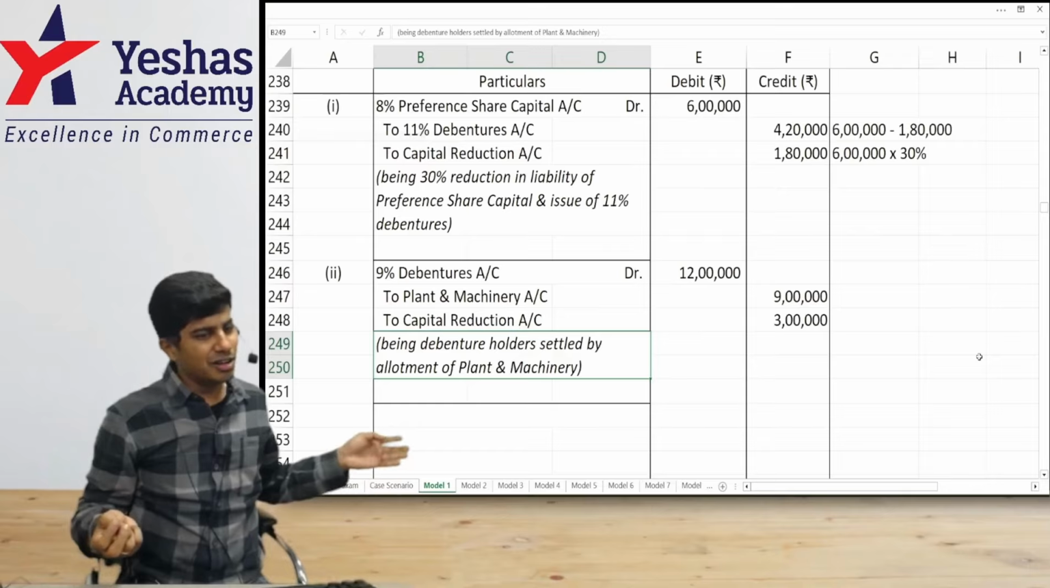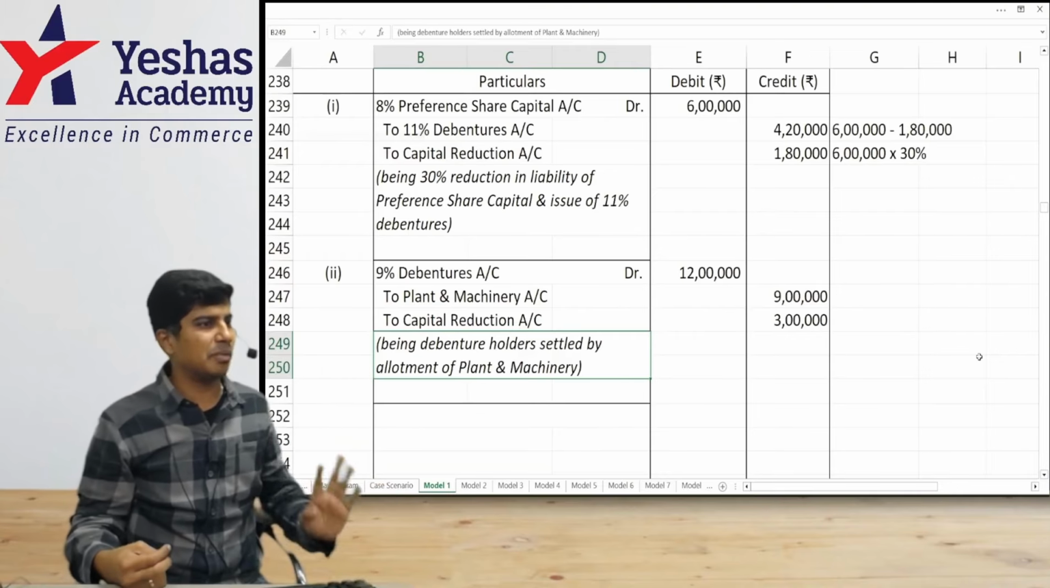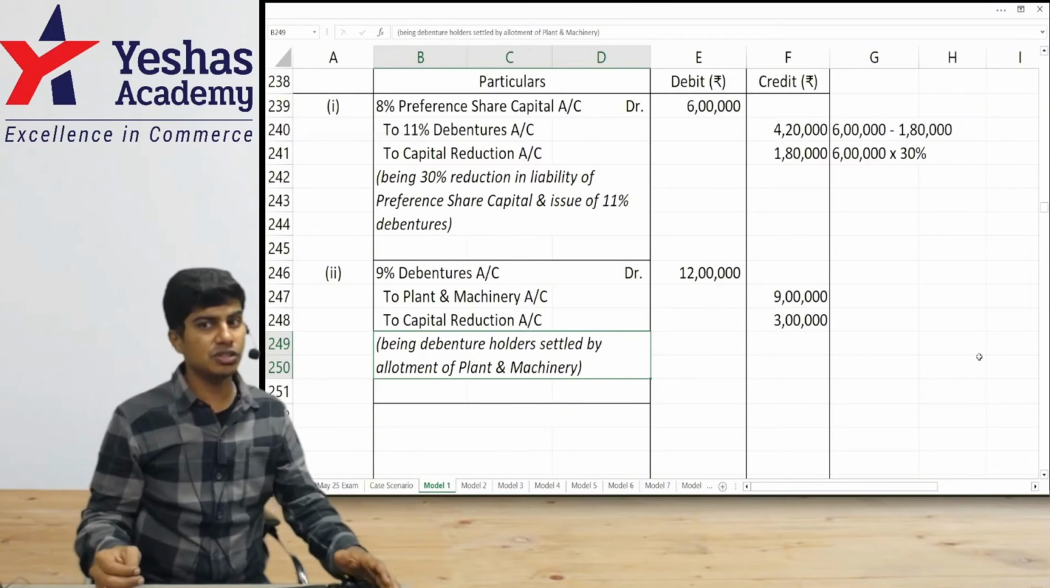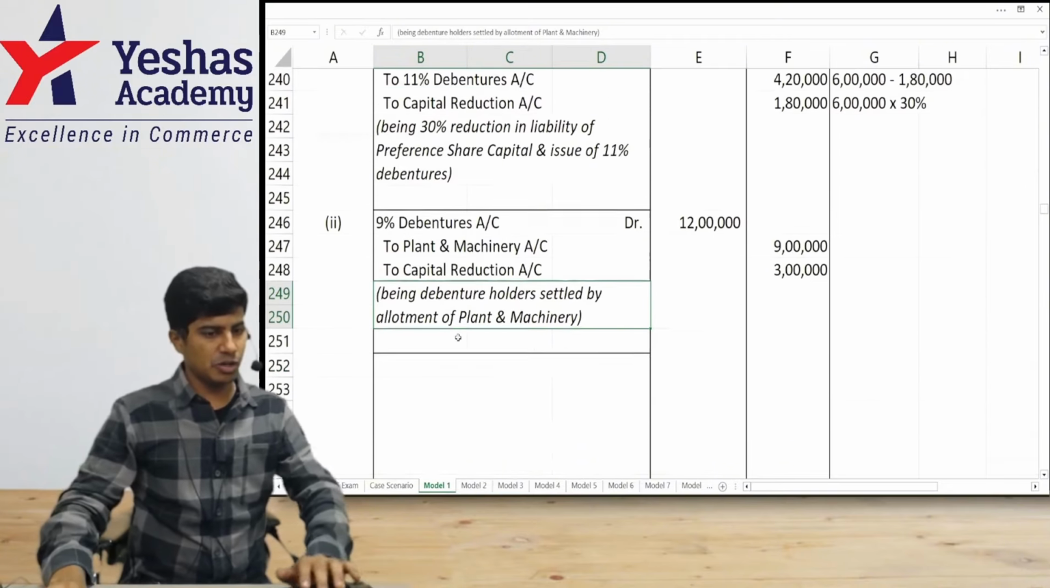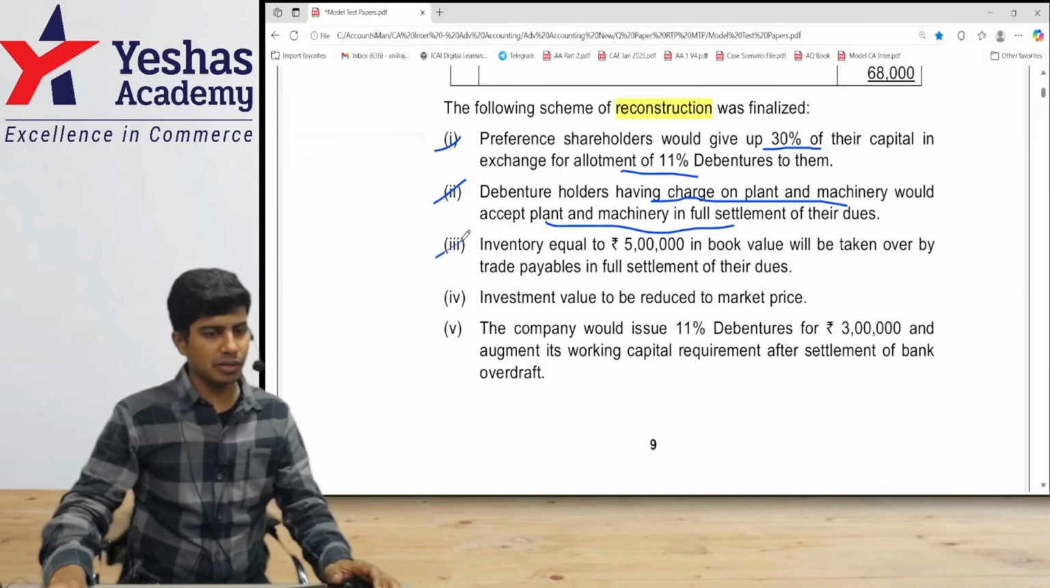That's also possible. But either way, sir, you will arrive at what value? 3 lakh rupees only as capital reduction balance. Everybody understood? Very nice. Come on, let's go to point number 3. What's happening in adjustment number 3?